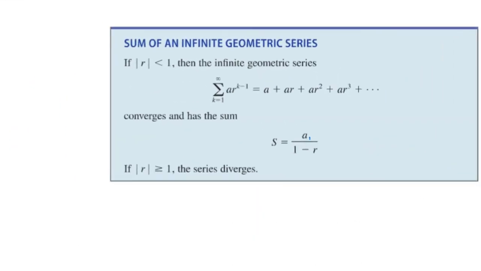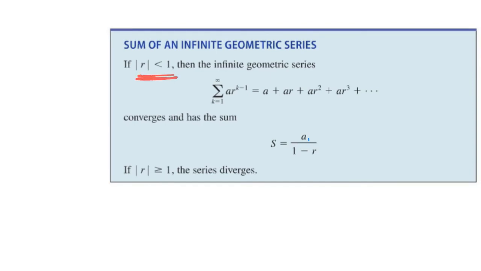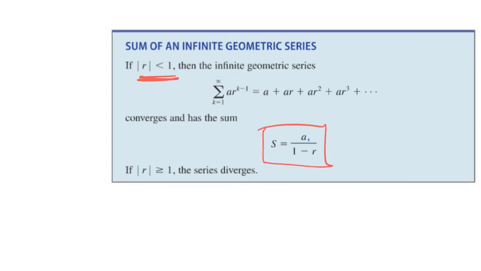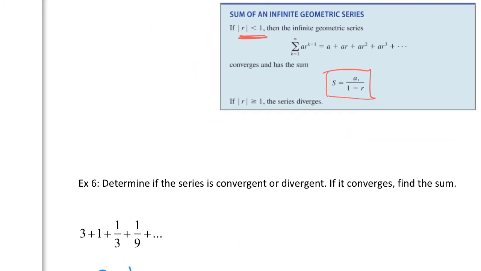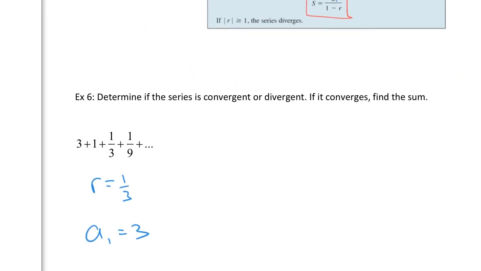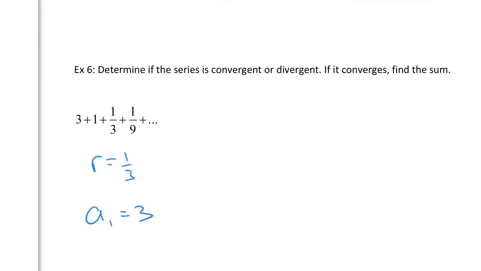So if the absolute value of r is less than 1, which means r could be positive, could be negative, as long as it's between -1 and 1, then the infinite geometric series will converge and have this sum. If r is bigger than or equal to 1, we say the series diverges. What's nice is these problems are very easy.